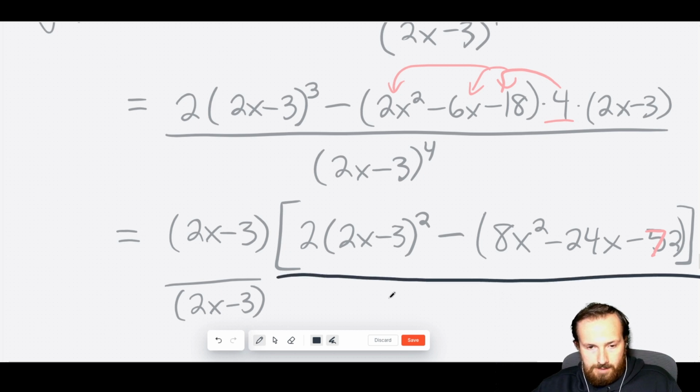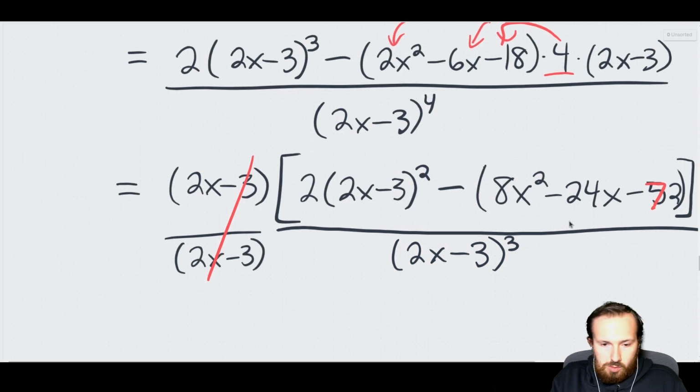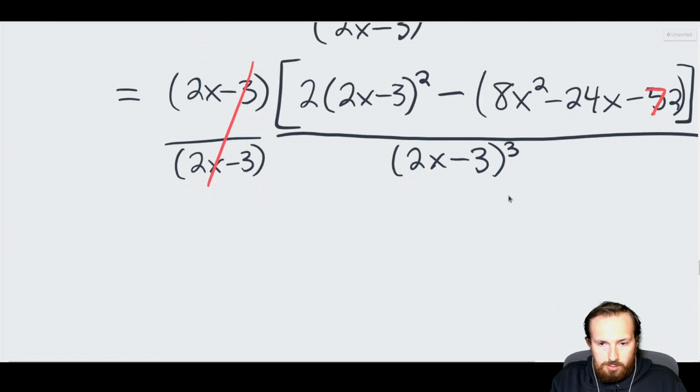Once we have that, and then down here, if we factor out a 2x minus 3, we'll have 3 of them left. And then these cancel out. So there you go. This is what we now have in the numerator. Well, this is what we have left in general. And then the question is, can we simplify this further?